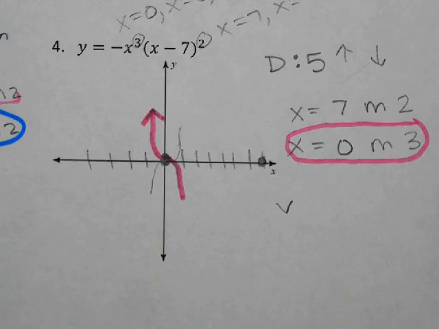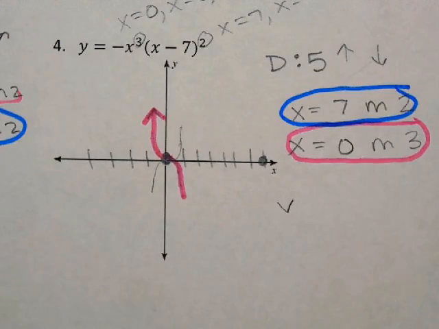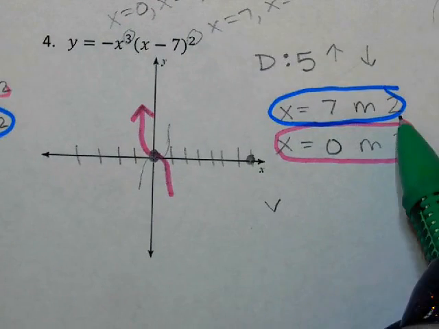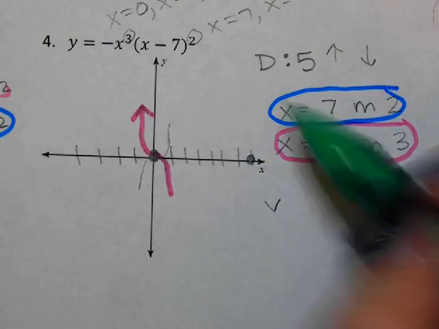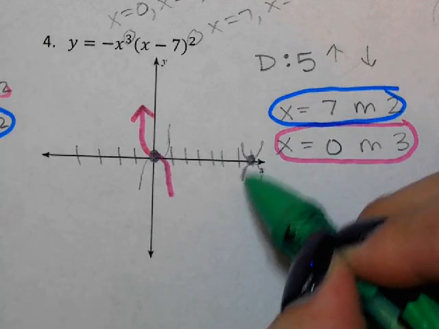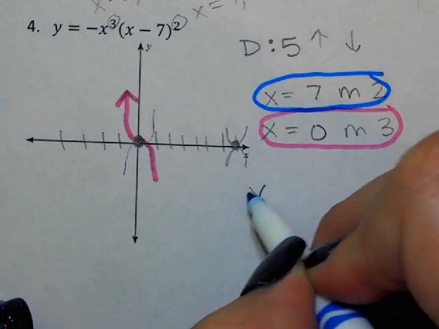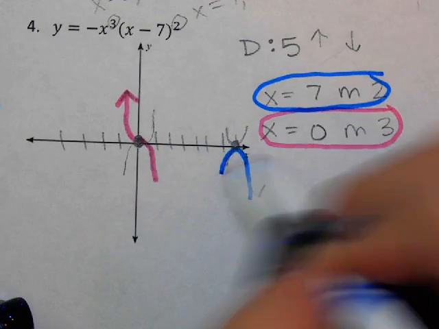All right, and then multiplicity of 2 for the 7. What does that look like? Multiplicity of 2. Parabola. So we could have this one or this one. Second one. Wade already knew. He told me first. All right, so it looks like that. And then how do we connect them? Smooth curve.